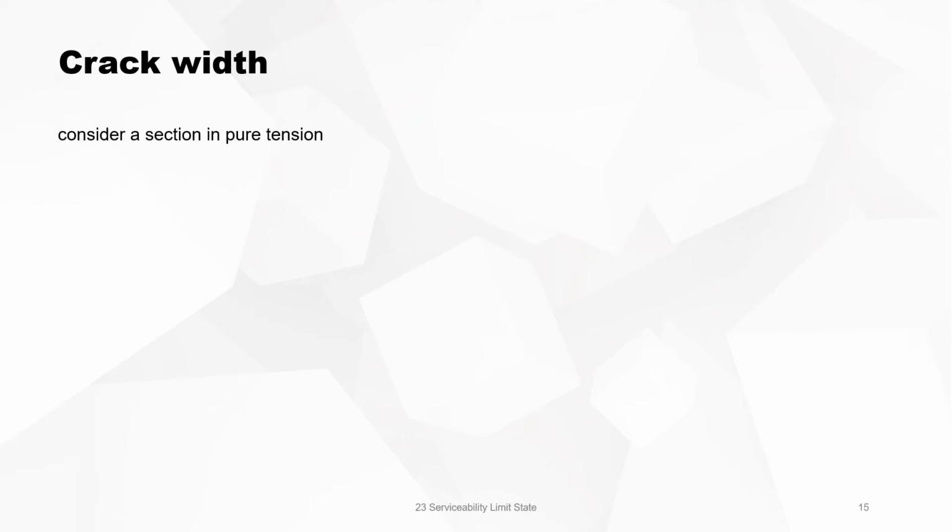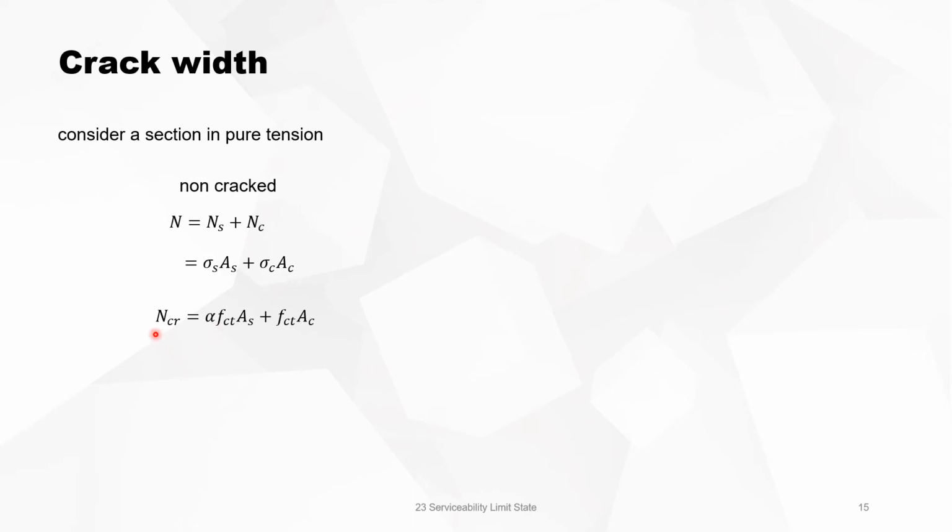Now consider a section in pure tension, not cracked. Then the total force on that section is the force in the steel plus the force in the concrete. It's just a tension rod. I'm considering here a tension rod in pure tension. And the tension force in the steel is the steel stress times the area, and the tensile force in the concrete is the stress in the concrete times the section of the concrete.